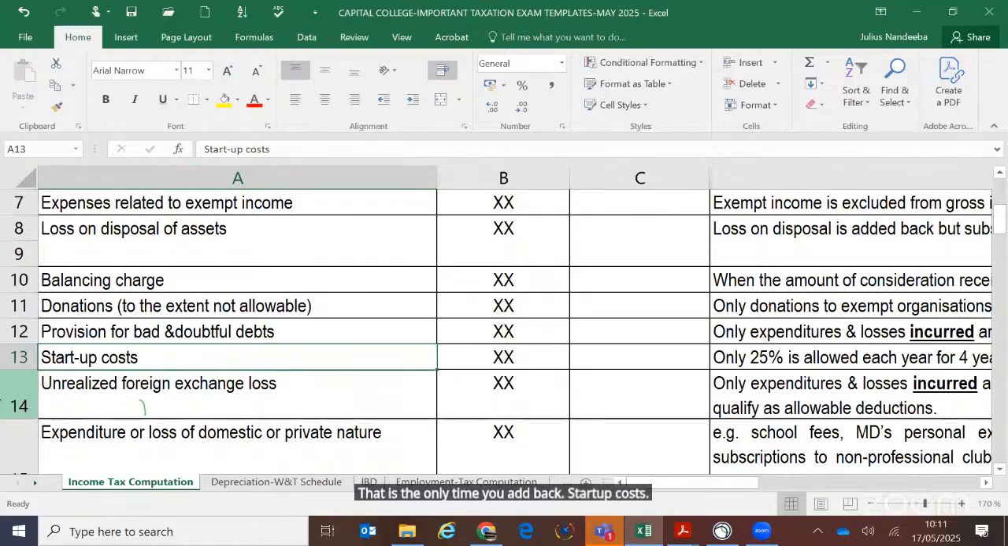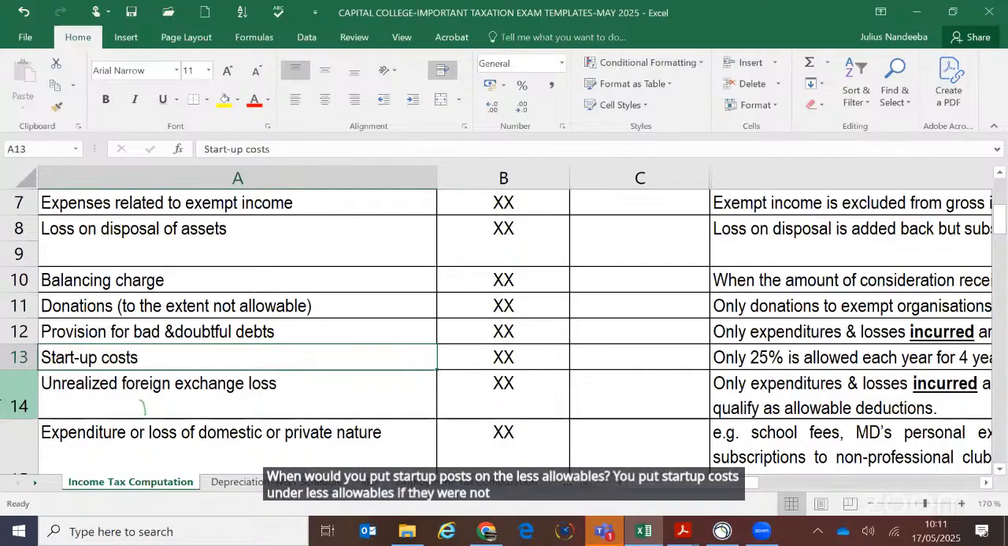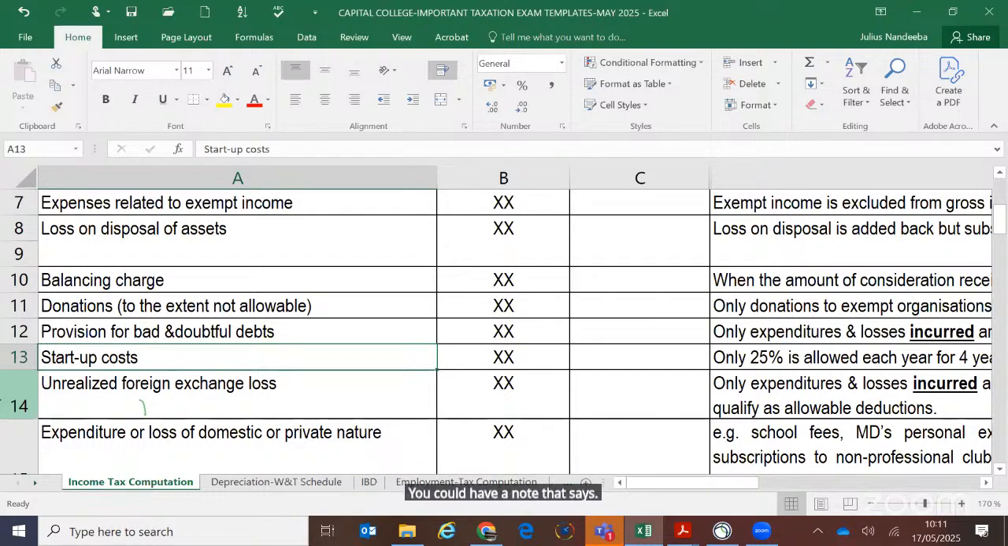When did you put startup costs under less allowables? You put startup costs under less allowables if they were not claimed in the POL. You could have a note that says, in addition to the expenses in the POL, the company also incurred startup costs. But the accountant has not yet claimed anything on the startup costs. Yet the law says that every time you incur startup costs, you will claim 25% of those startup costs for the next 4 years. 25% for this year and then the subsequent 3 years.